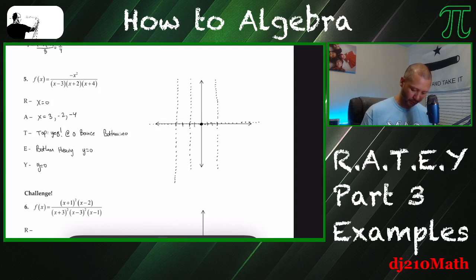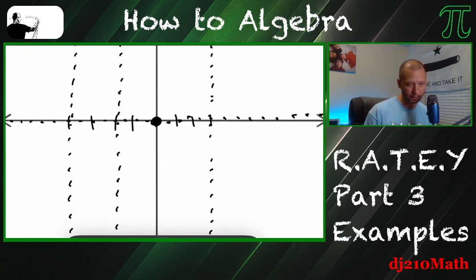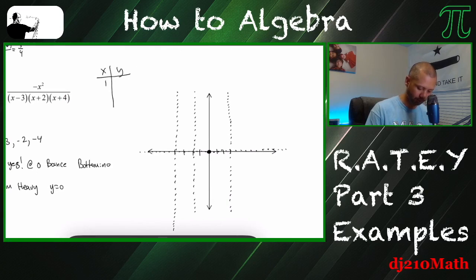Okay, so let's figure this out. I need to plug in a value for x that's going to give me some information around the origin. So I'm going to do 1. When x is 1, we get negative 1 on top. 1 minus 3, negative 2. 1 plus 2, 3. 1 plus 4, 5. So I'm going to get a positive number. That's really all I care about, because negative over negative cancels. So I'm going to get positive 1 over 2 times 3 is 6, times 5 is 30.